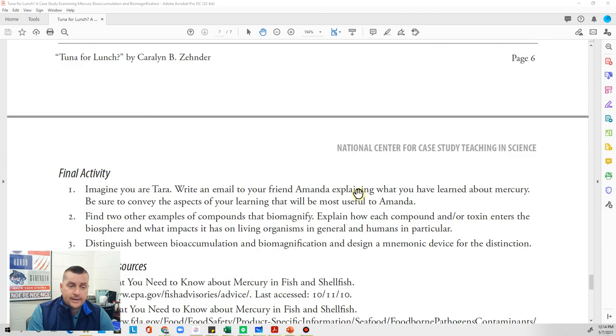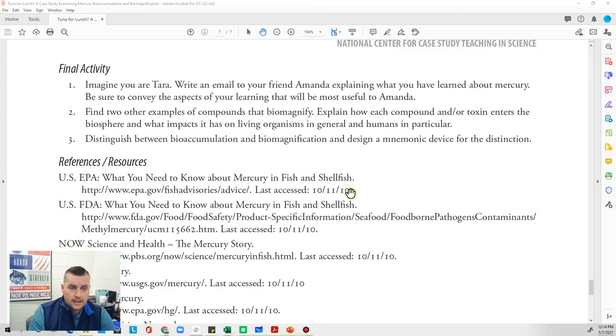And then finally, wrapping it up, there's this final activity. Okay, and what I'd like for you guys to do is number 2, which is finding two other examples of compounds that biomagnify. So this whole thing has been about mercury. So I'd like you to do a little bit of extra research so you can find a couple of other compounds that biomagnify and explain how each one enters the biosphere and then what impacts it has on living organisms in general and specifically humans, okay? So that's how I'd like for you to wrap up this case study.